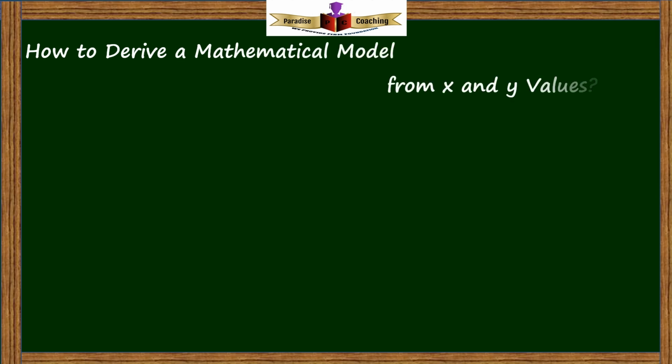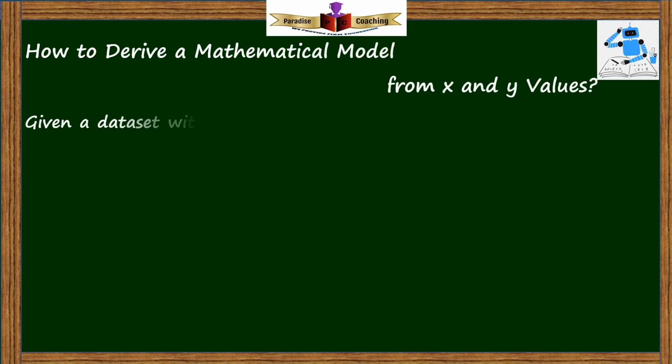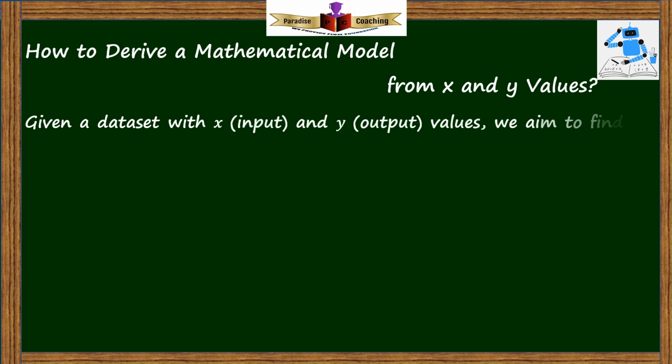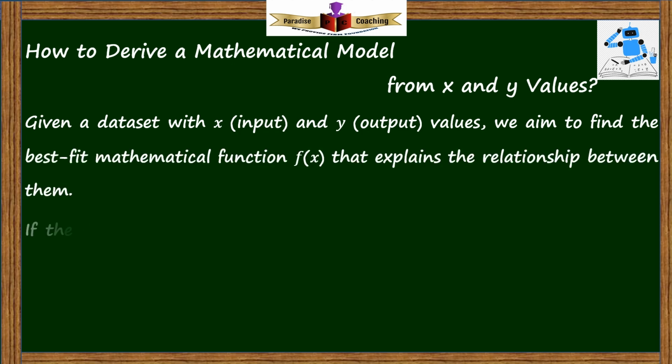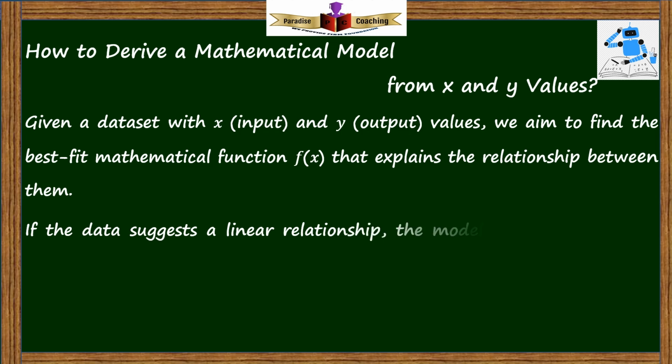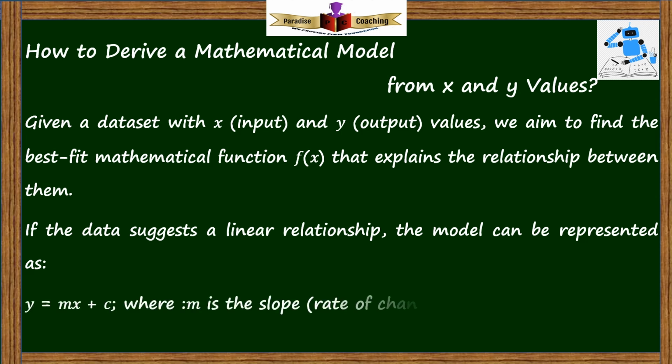Let's discuss a simple example of understanding an ML model: how to derive a mathematical model from X and Y values. Given a dataset with X, input, and Y, output, values, we aim to find the best fit mathematical function of X that explains the relationship between them. If data has a linear relationship, it can be represented by a linear equation y equals mx plus c, where m is the slope representing rate of change, and c is the intercept, that is the value of y when x equals 0.